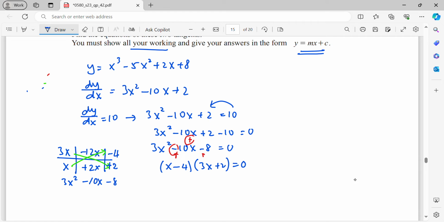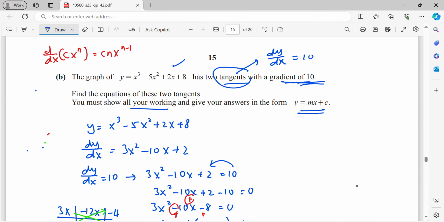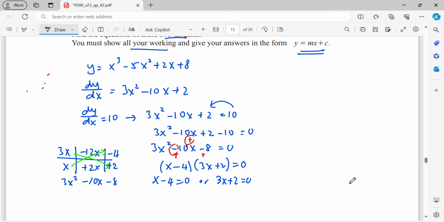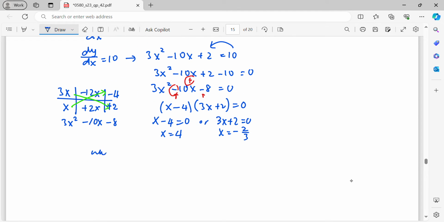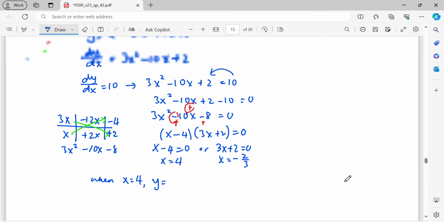Okay, now I will get 2 x values, because we need to form 2 tangent lines, right? Therefore you must get 2 x values, and hence you get 2 points. So my x will be 4, or x equals negative 2 over 3. So when my x equals 4, my y, you need to calculate.